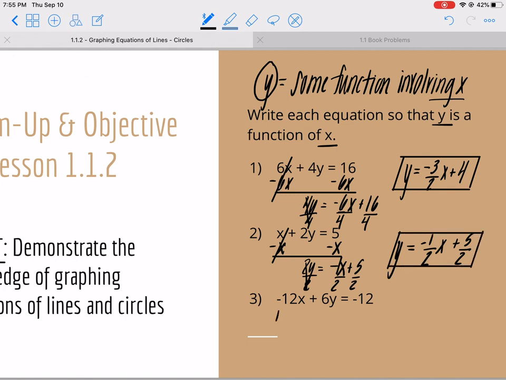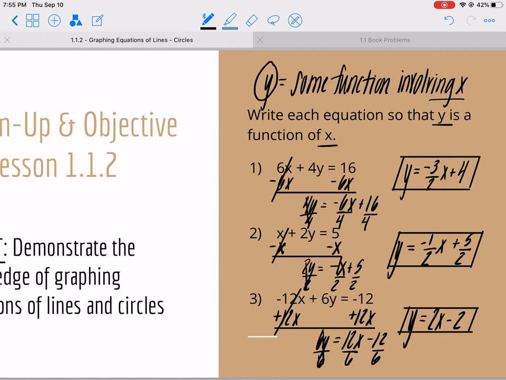And we're just going to keep everything as a fraction for right now. Okay, and then last but not least, same thing here. We would isolate the 6y, add 12x to both sides. We'd get 6y equals 12x minus 12. And then we would divide every single term by 6. So we'd get y equals 2x minus 2.